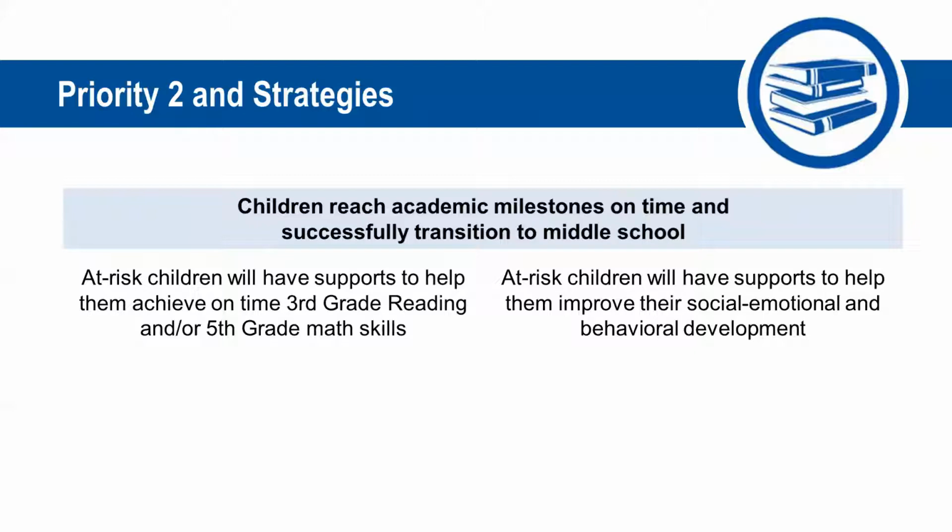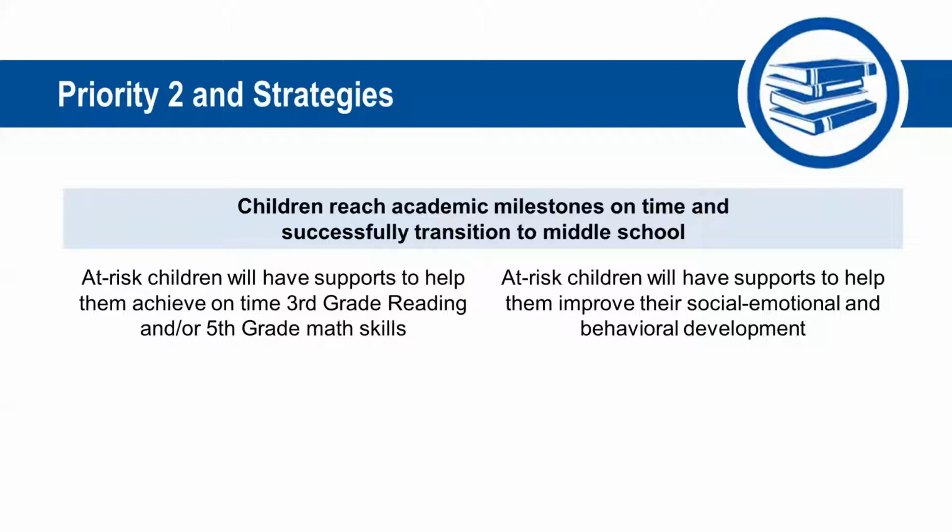For priority 2, we have children reach academic milestones on time and successfully transition to middle school. You still will have to address how your programs are helping children to successfully transition to middle school, as well as achieving academic milestones on time. But then within the first strategy, we have reading and math being measured. And in the second strategy, we do have social emotional development being measured, but you must also address attendance and or behavior as well.